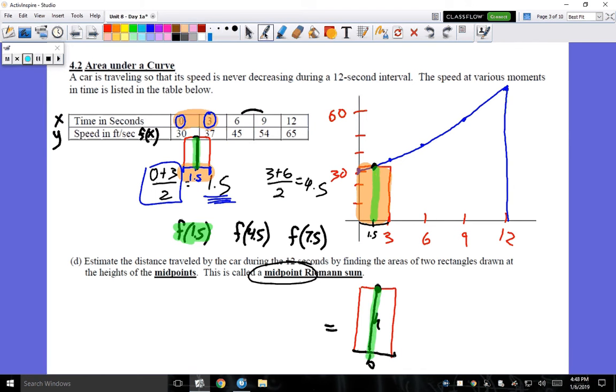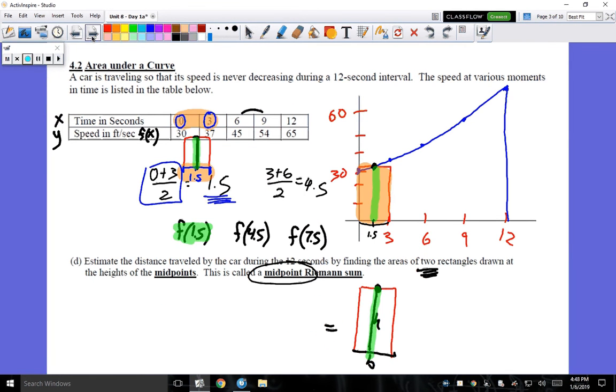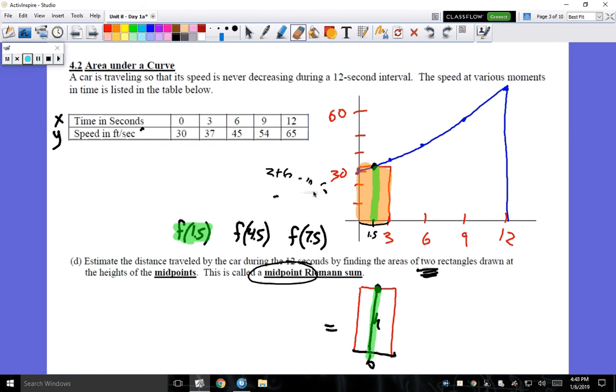Alright, so it says, estimate the distance traveled by the car by finding the areas of 2 rectangles drawn at the heights of the midpoints. So this one's asking 2. I jumped the gun just a little bit. The other one asked 4, but this one is asking just 2. So my graph is going to be slightly altered, but the same concept definitely goes through.